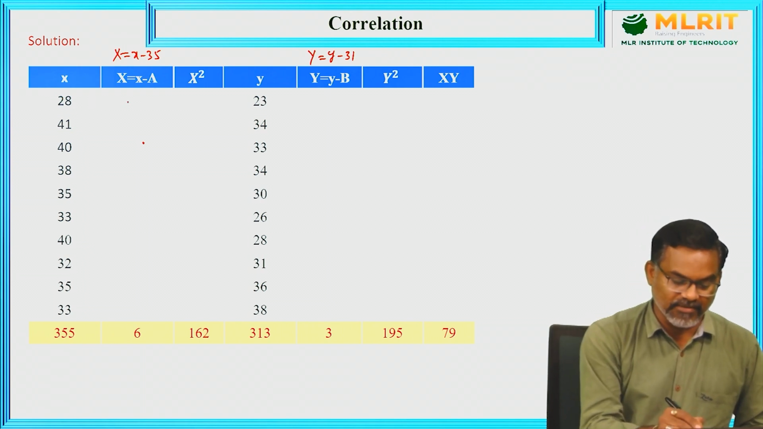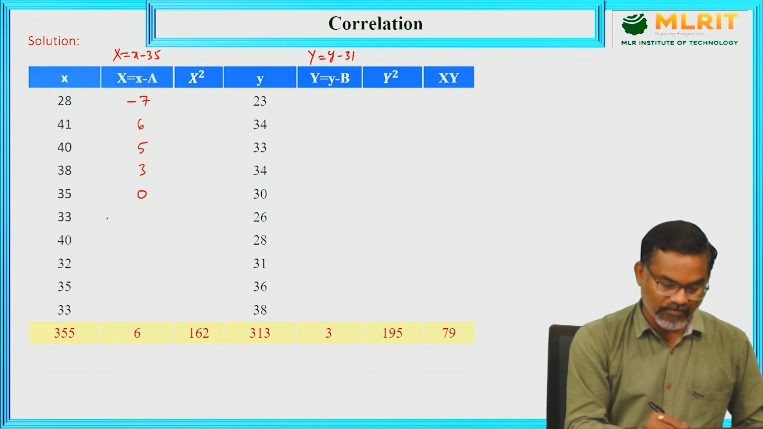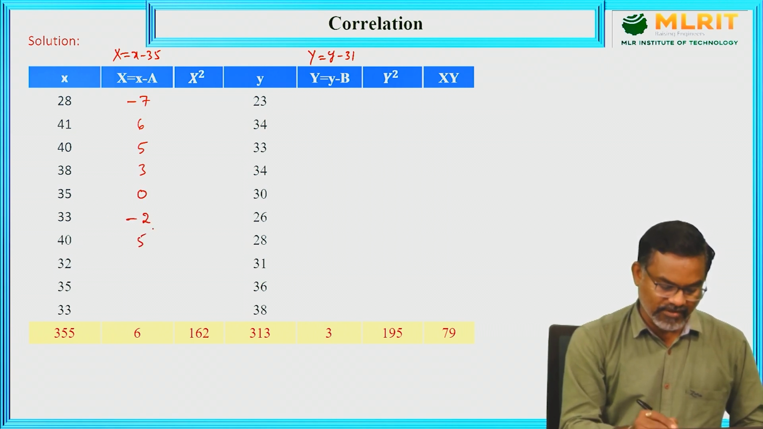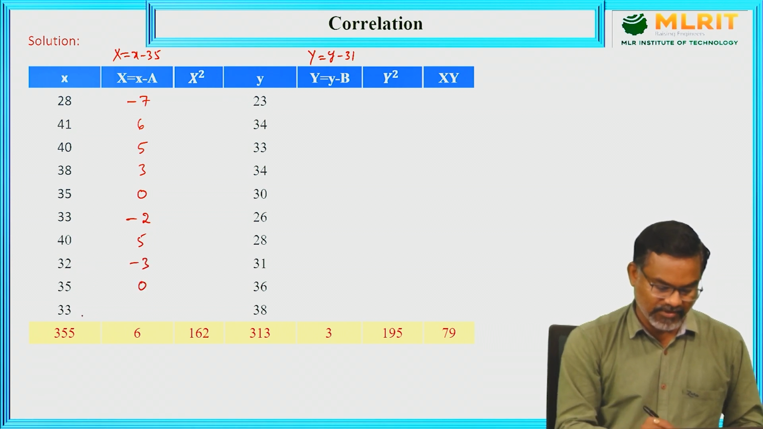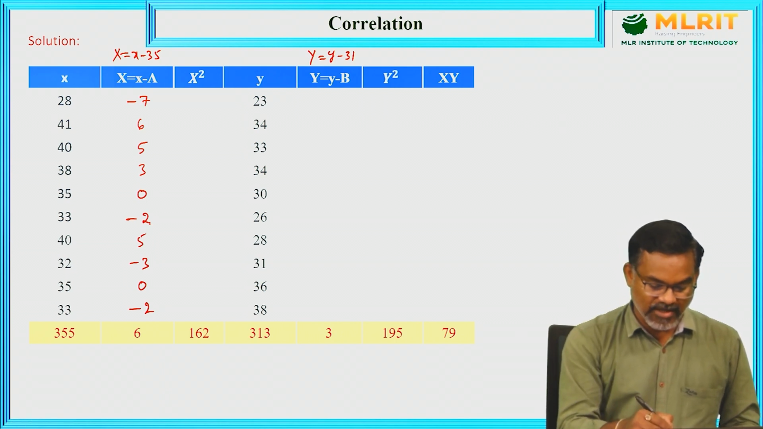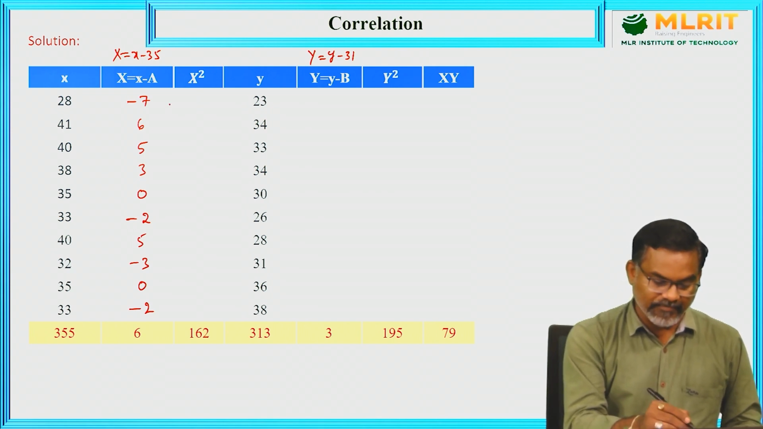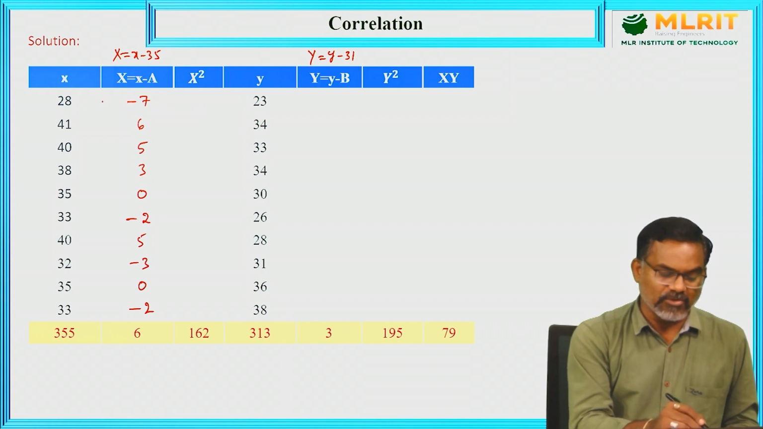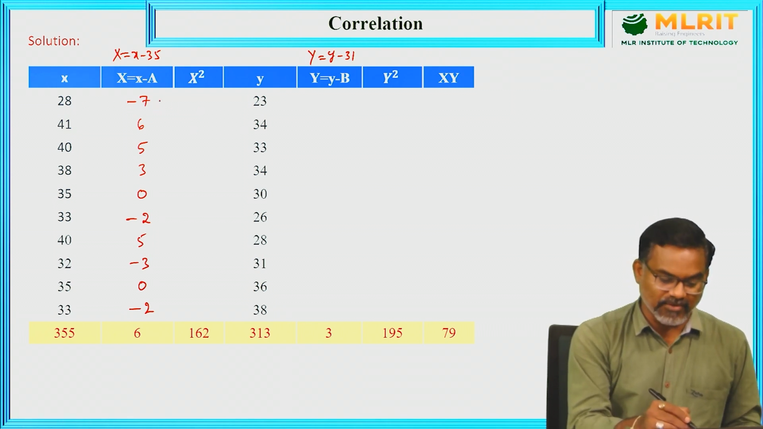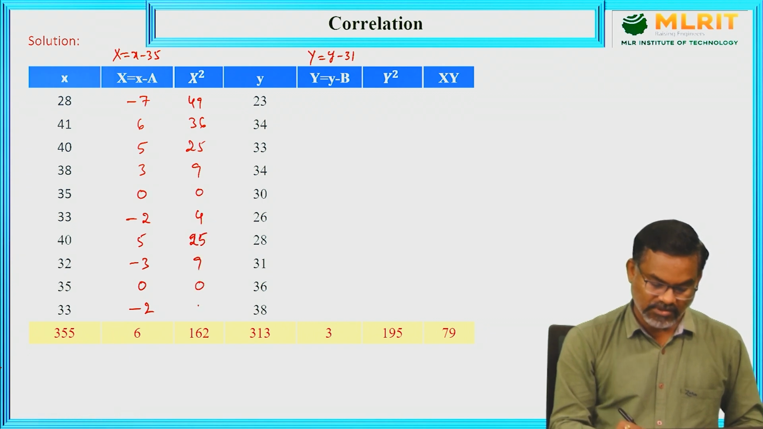So, 28 minus 35 is minus 7, then 41 minus 35 is 6, 40 minus 35 is 5, 38 minus 35 is 3, this is 0 and minus 2, 40 minus 35, 32 minus 35, again minus 2. Now, if we add all these values, this is minus 7, minus 10, minus 14 and 11, 14. So, they cancel. Now we square the values of capital X to find capital X square. So, this is 49, 36, 25, 9, 0, 4, 25, 9, 0 and then 4.